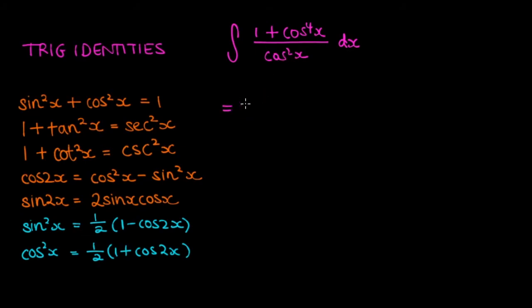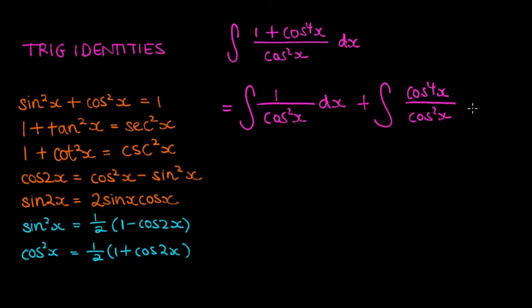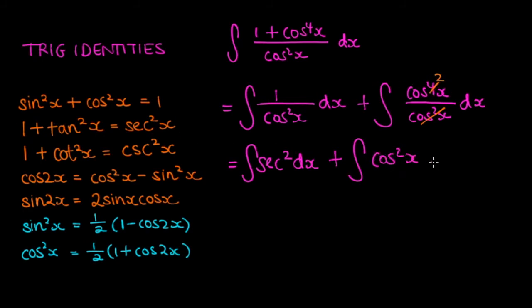So if we split this into the integral of 1 over cosine squared x plus the integral of cosine to the power 4 x over cosine squared x, then the integral on the left is, again, we've seen it before, it's the integral of sec squared. So the integral of sec squared we know is a standard integral. And then on the right we have a cancellation. We have the denominator cancelling with a power of 2 in the numerator. So we have the integral of cosine squared x.